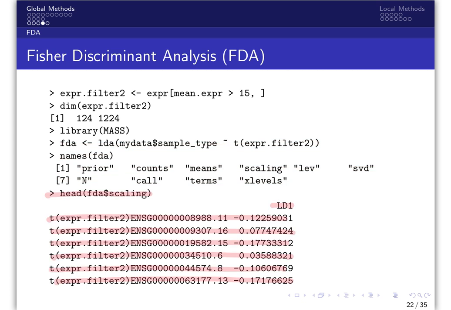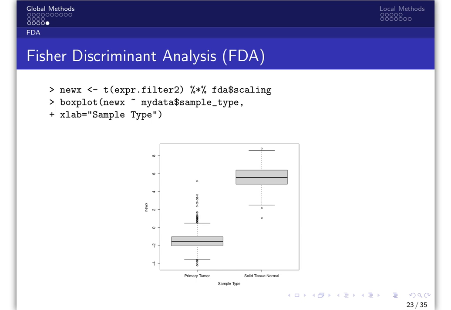The scaling object returns the Fisher discriminants. Because there are 2 classes, that is, j equals 2, we only have 1 Fisher discriminant. You can see the scaling of the individual genes. The box plot demonstrates that gene expression data can be condensed into one variable that is a linear combination of the 124 genes that separates the 2 groups well.